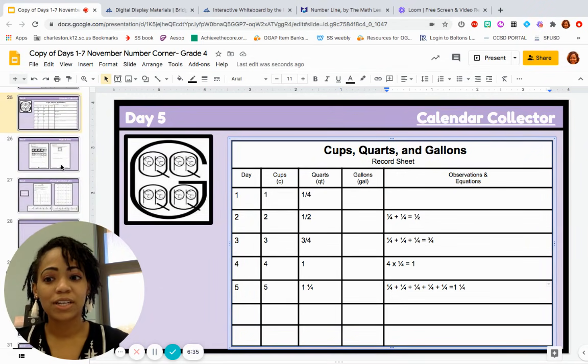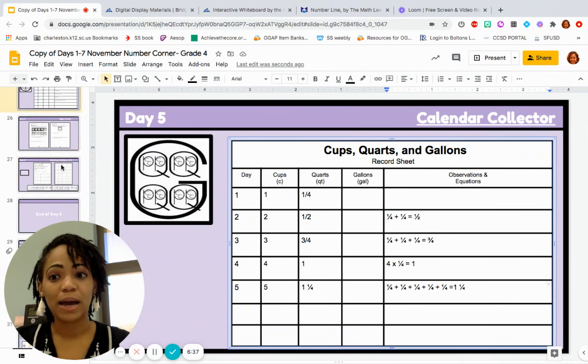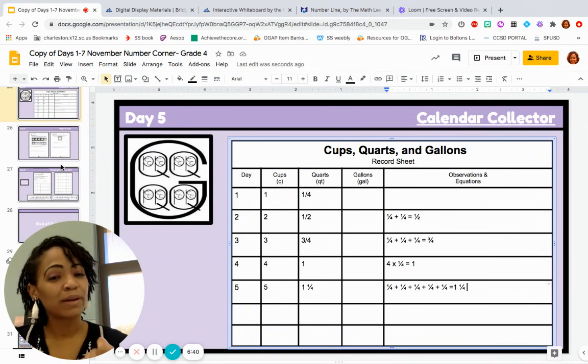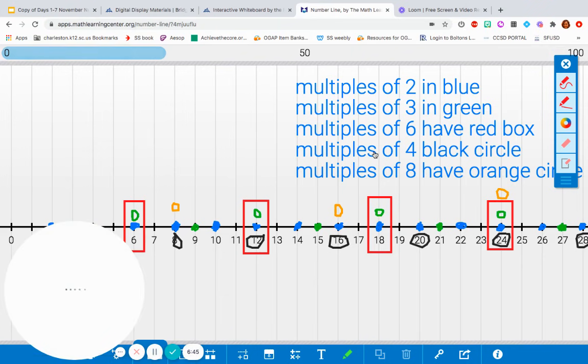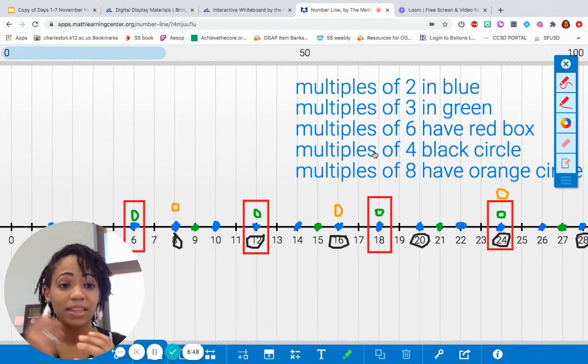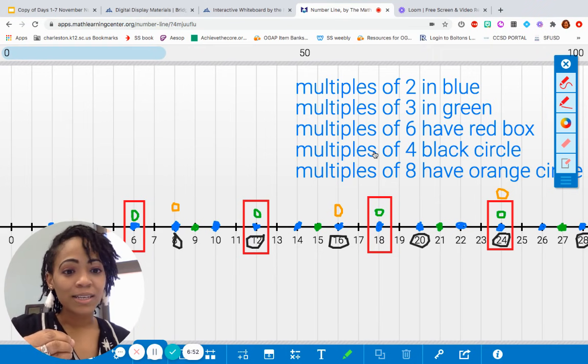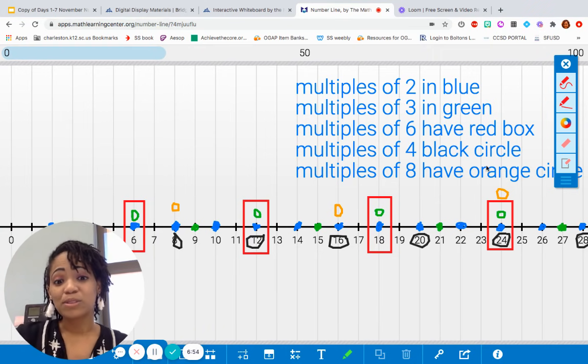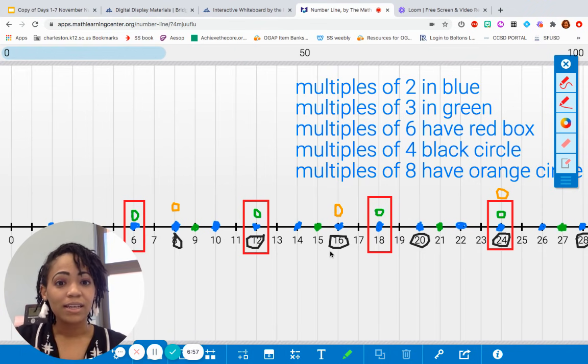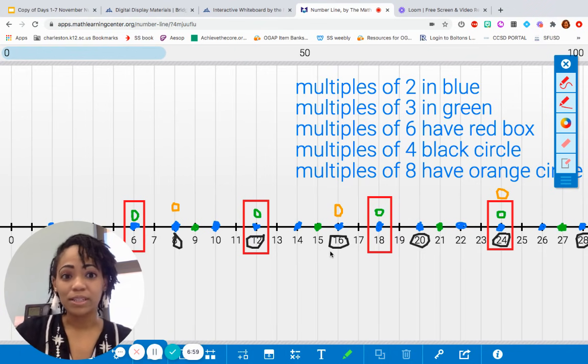But first, let's jump right onto our number line. That way we do our number line before we start doing some work in our workbook. Okay? So, you may remember we have multiples now. We've collected multiples of 2, multiples of 3, multiples of 6, multiples of 4, and multiples of 8, all on the same number line. And tell me what a multiple is. Do you remember?